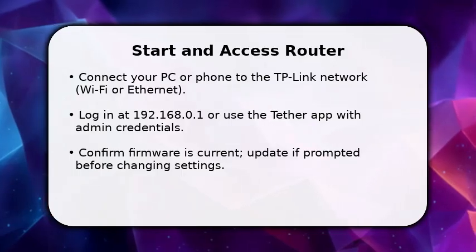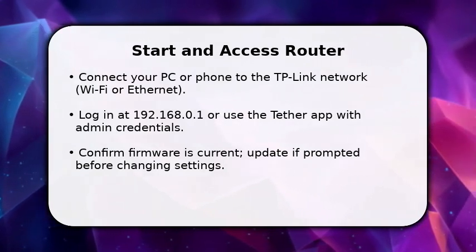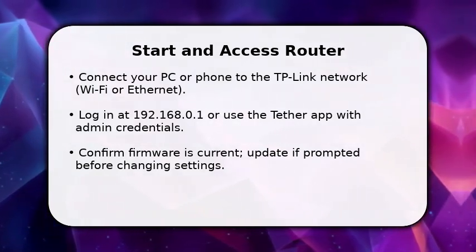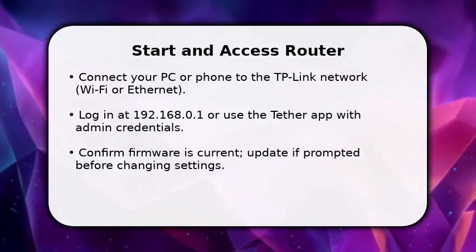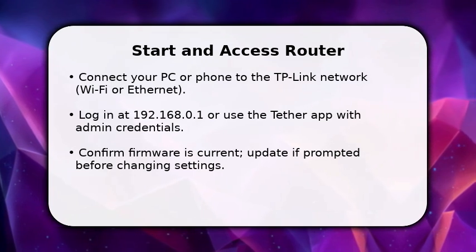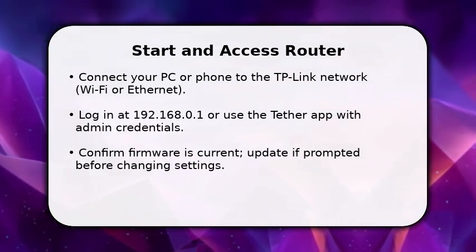You begin by connecting directly to the TP-Link network and opening the router interface. This gives you full control. Once connected, log in using the admin username and password. Use the Tether app if you prefer mobile flow. Make sure firmware is up to date so parental controls behave predictably.